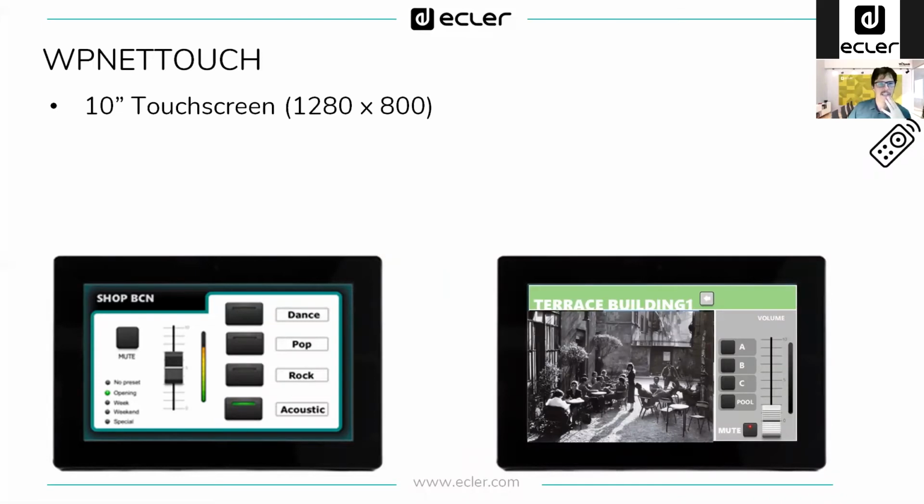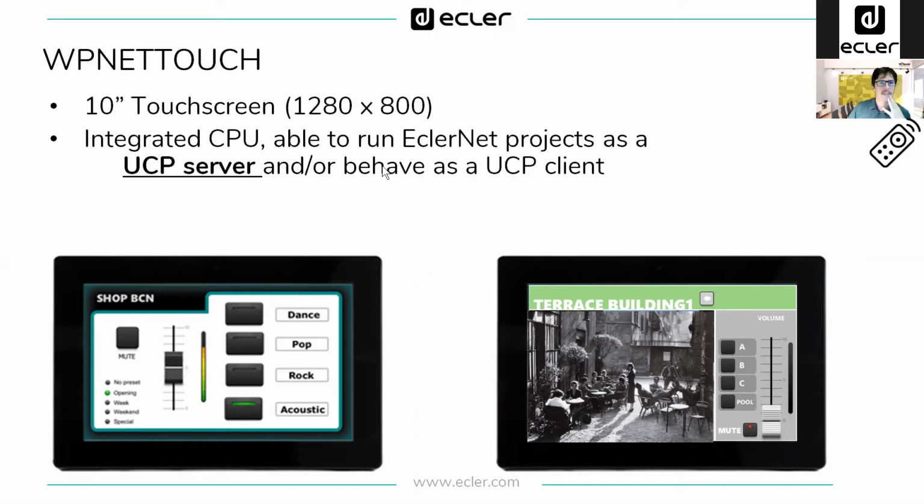WPNet Touch is a 10-inch touchscreen. This is the resolution, 1280 by 800, okay? It has an integrated CPU, so it's able to run EclerNet projects as a UCP server.